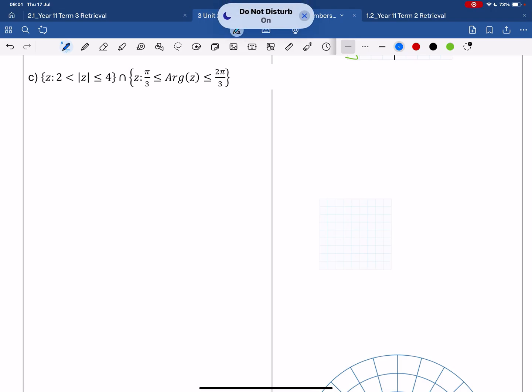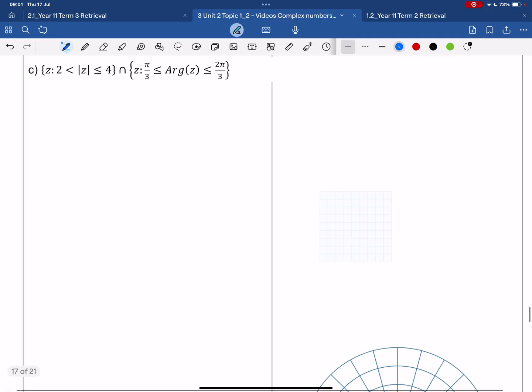All right, this next region looks really, really hairy, but if you just follow every little step by step of our process that we've learned, it just works out so beautifully. All right, so let's have a look at this one.